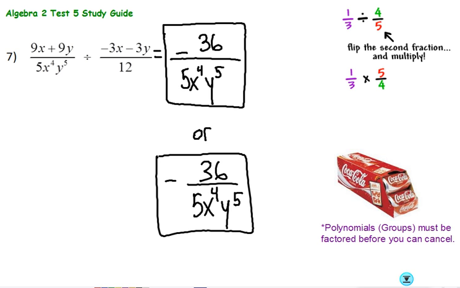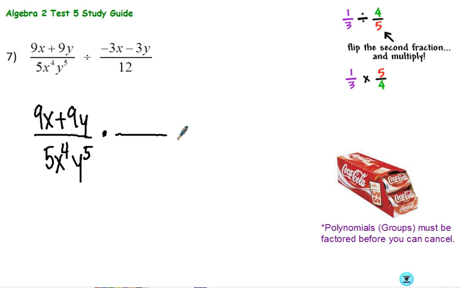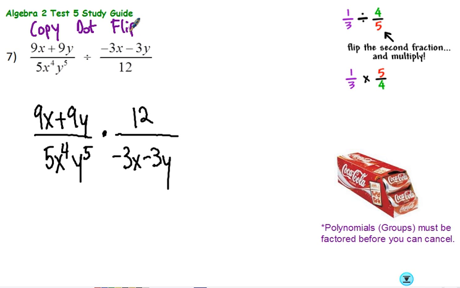And actually, if you didn't get number 7 in the middle correct, then let's walk through that before you try number 7 on the right side. So again, we're going to rewrite, so 9x plus 9y over 5x to the 4th, y to the 5th. Division turns to multiplication. I'm going to flip. -3x minus 3y. And again, what we were doing there is our copy dot flip.